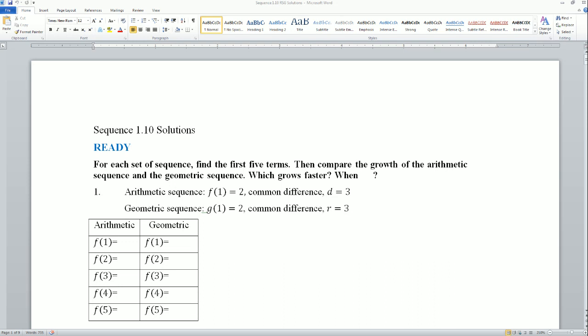The ready part asks us, for each set of sequences, to find the first 5 terms, then compare the growth of the arithmetic sequence and the geometric sequence: which grows faster, and when. Here we have the arithmetic sequence.